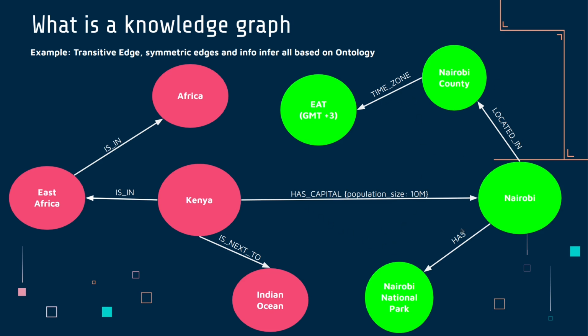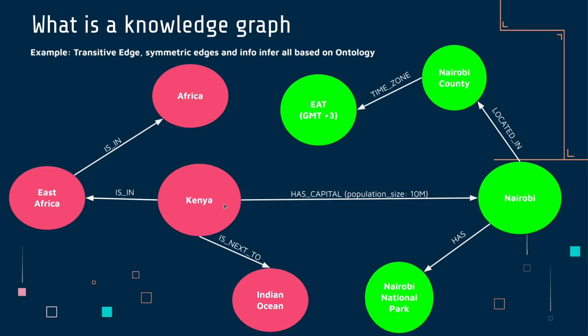So I can also say, hey, Nairobi has a national park called Nairobi National Park. If I ask you, what is an example of a national park in Kenya? Just by looking at this knowledge graph, you can say Kenya has a capital city of Nairobi, and Nairobi has a national park. So you can say Nairobi National Park is within Kenya. Even without knowing all the national parks, without having been provided an edge between these two nodes right here, because they're connected, you can infer that information, which is called a transitive edge.